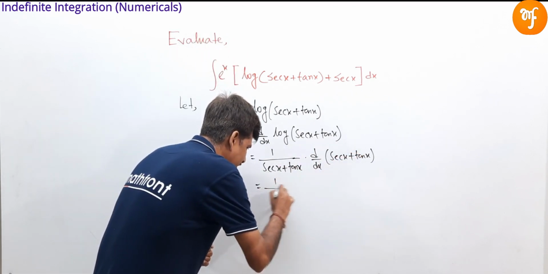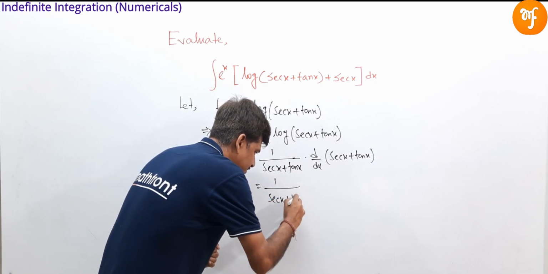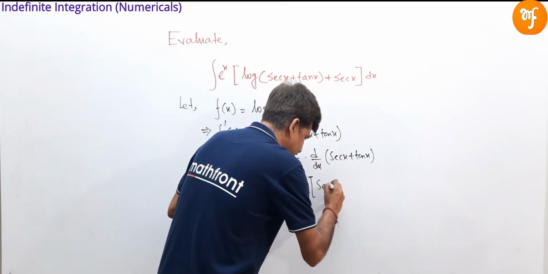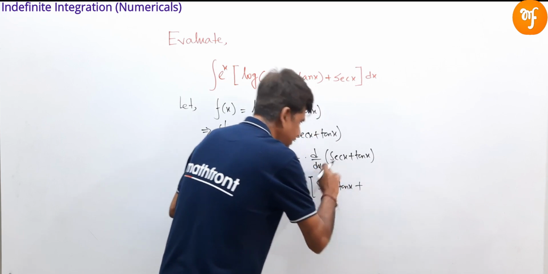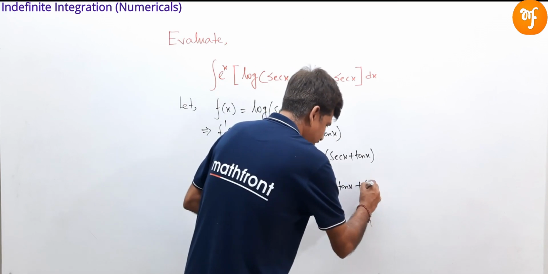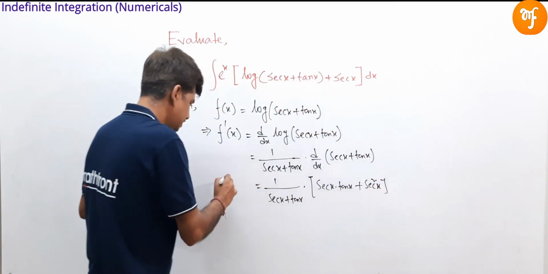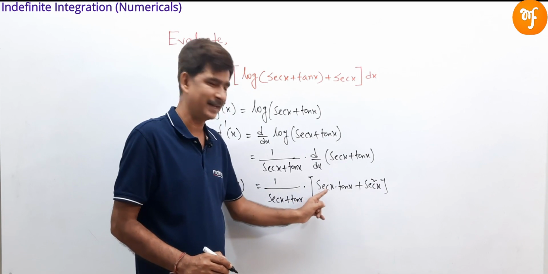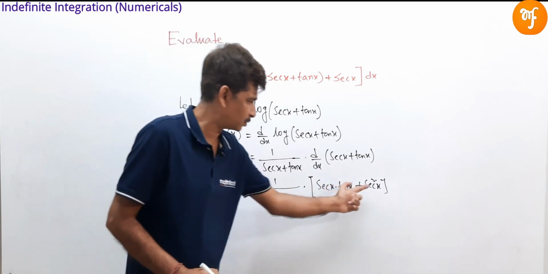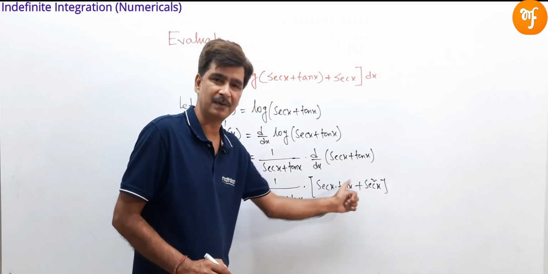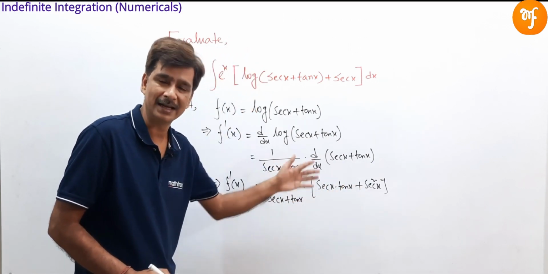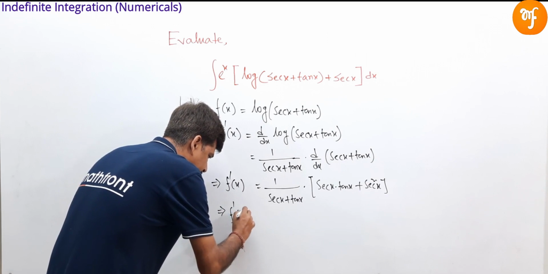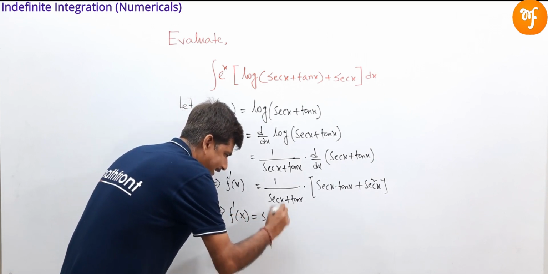So, in the next step, 1 divided by (sec x + tan x) into d/dx of sec x, which is sec x tan x, plus d/dx of tan x, which is sec^2 x. So, we get f'(x) as 1/(sec x + tan x) into (sec x tan x + sec^2 x). Now, if we take common sec x from this bracket, we will get (tan x + sec x), and here sec x + tan x is present, which will be cancelled out. So, finally, we can write f'(x) as sec x.